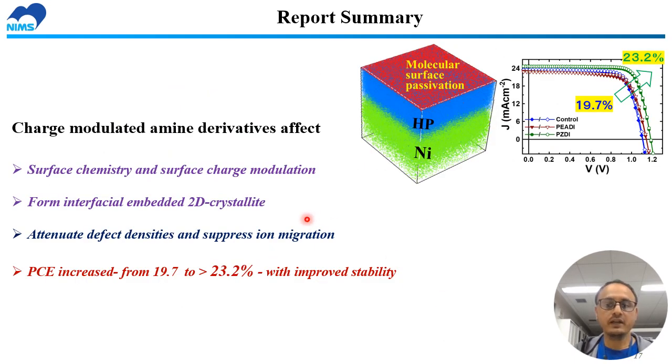And this is the summary. We found that the charge modulated amine derivative is effective for the modification of surface chemistry and modulation of surface energy, and it forms an interfacial embedded 2D crystalline layer on the surface, attenuates the defect density, and suppresses ion migration. And finally, as a result of those characteristics, we improved device performance to 23.2% with better stability.